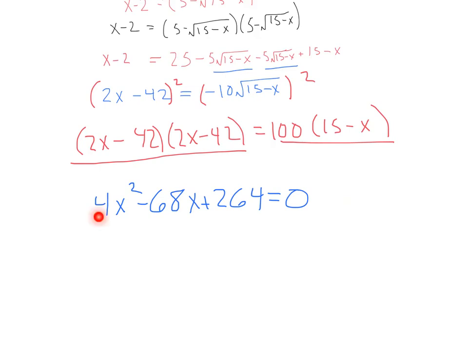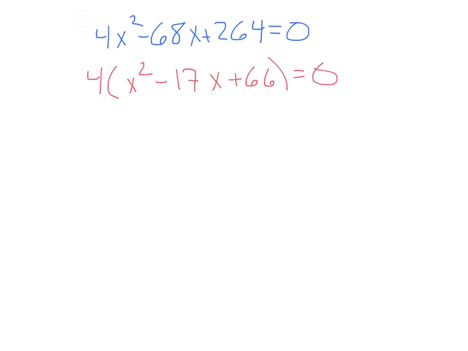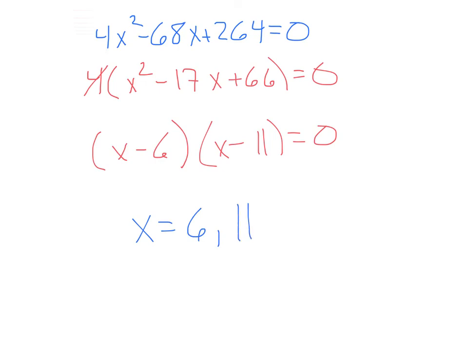Doing that, I get 4x squared minus 68x plus 264 equals 0. To make this a little easier to factor, I can factor out a 4. That's going to leave me with x squared minus 17x plus 66 equals 0. That 4 can divide out, so I can just cancel that out because I could divide both sides. And factoring that, I'm going to get x minus 6 and x minus 11 equals 0, leaving me with my solutions of x equals 6 and 11.